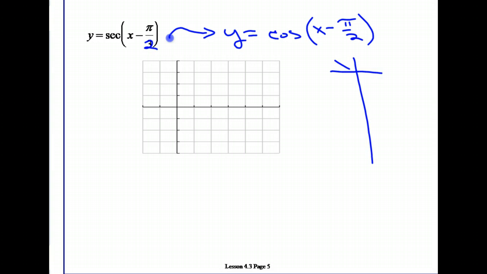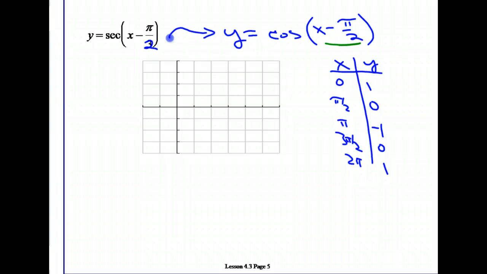And a cosine, remember, we make a chart. We knew the key points for cosine were 0, pi halves, pi, 3 pi halves, 2 pi. It went 1, 0, negative 1, 0, 1, a cosine graph. Okay, how did they alter this cosine graph, or this secant graph, if you want to be specific? They have the x minus pi halves. What does that do to your graph? It shifts it to the right, pi halves.